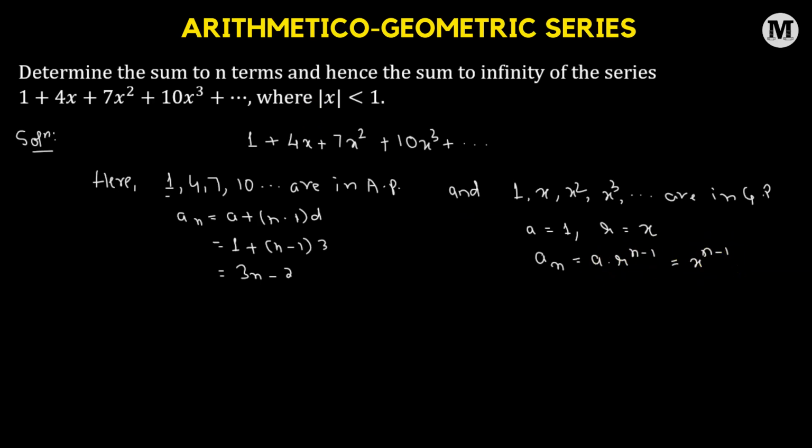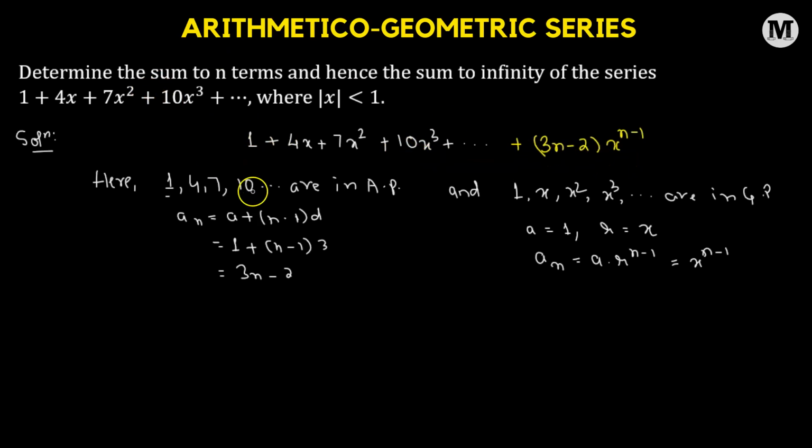Now, for our series, we can easily define the nth term. All we have to do is take the nth term of the arithmetic progression and multiply it by the nth term of the geometric progression. This is going to give us the nth term of the original series. In other words, the original series is an Arithmetico-Geometric series.